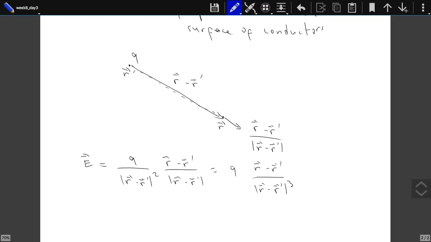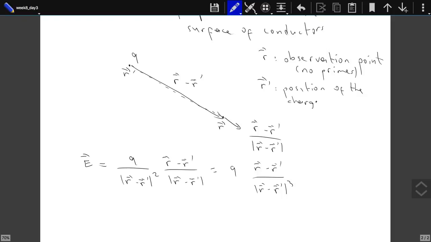The notation most of the time: R is the observation point. No primes. R prime is the position of the charge creating E, phi, etc.